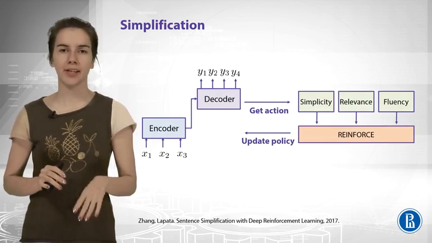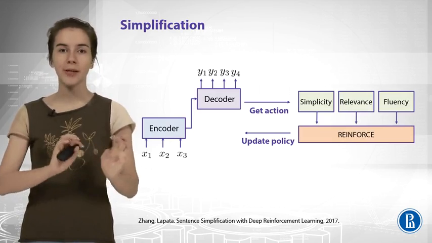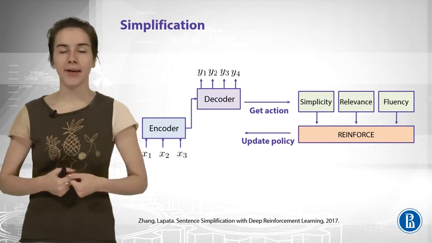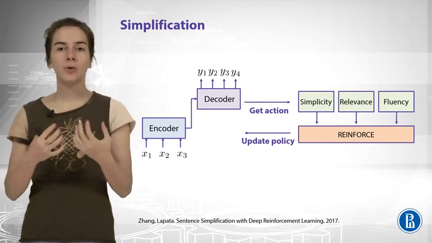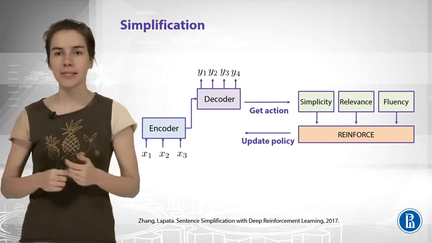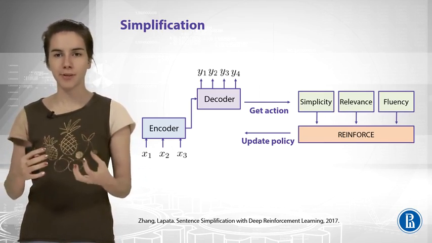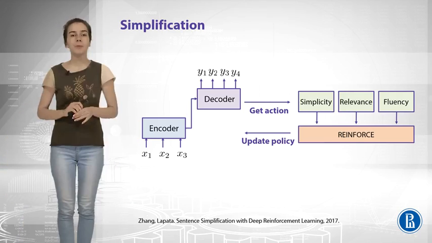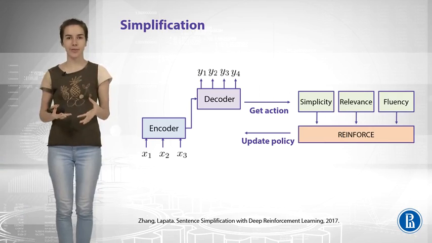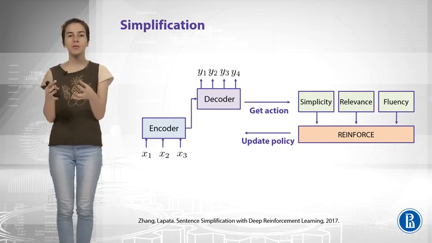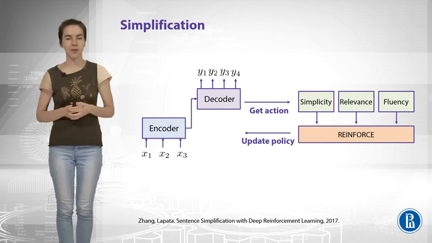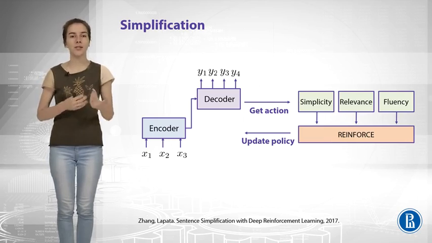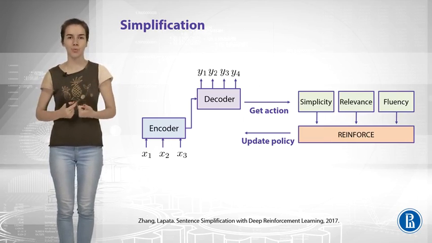A super high-level architecture would be as follows. You have your encoder-decoder agent that can generate some sequences. Then for every sequence, you get some rewards based on simplicity, relevance, and fluency. These rewards go to the reinforce algorithm that we do not cover right now, but you need to know that this reinforce algorithm can use these rewards to update the policy of the agent. So the agent, on the next step, will be more likely to generate those actions that give higher rewards.